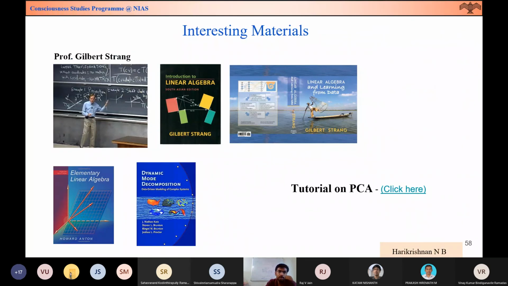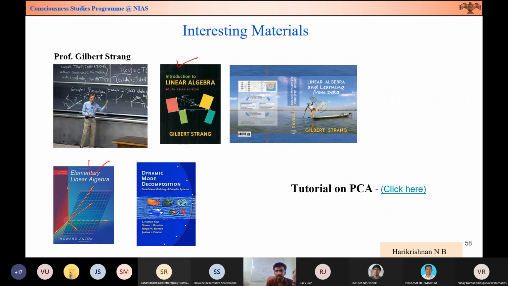There are some interesting materials like Gilbert Strang's lecture, and he has a book called Introduction to Linear Algebra. It's a very good book, and I would definitely recommend it. Also this book by Howard Anton. There are many theorems and proofs in the book Elementary Linear Algebra by Howard Anton.